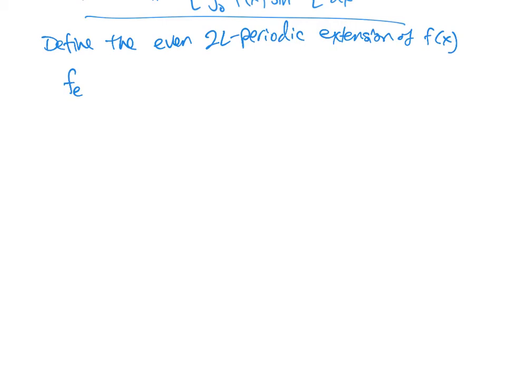So we'll call this E. F E of x is going to be exactly the same as f between 0 and L. And we'll define it as f of negative x between negative L and 0. Oh, sorry. Do that wrong every single time.